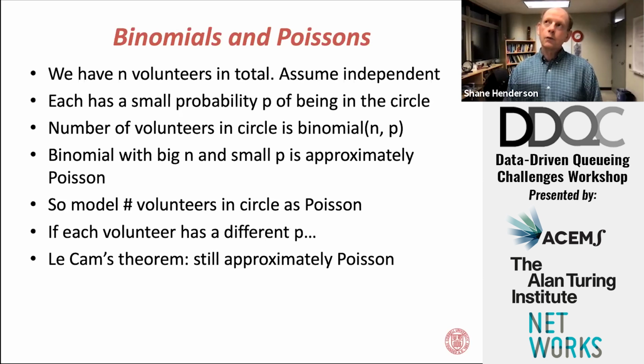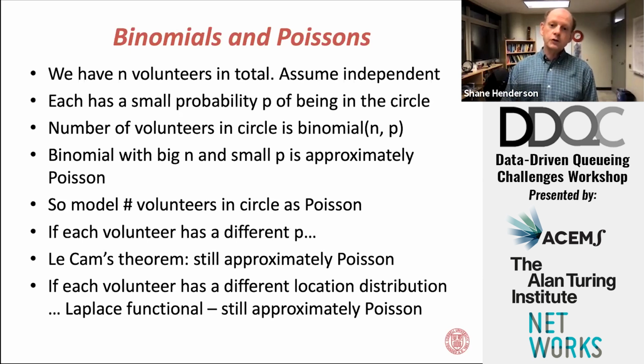You might say, wait a minute. Some volunteers might spend time on the Melbourne campus, but some volunteers will always be spending their time elsewhere. So each volunteer may have a different probability of showing up in that circle, and that's okay. Le Cam's theorem tells you that you still get, in the superposition, something that's approximately Poisson. And then you might also say, well, wait a minute, each volunteer has just a completely different location distribution for where they are distributed across the city.